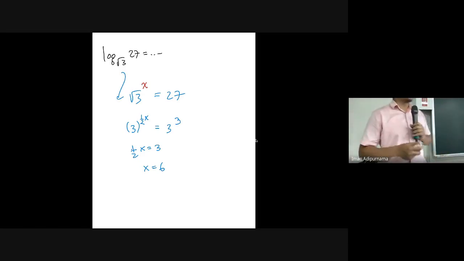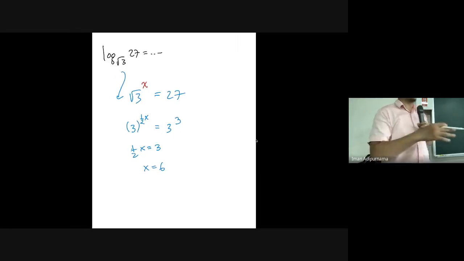You need to be familiar with this. If not, then your whole calculus will be in trouble. I've checked the quiz. Some of you, it's really bad. Some of you are not understanding the basics. So you need to take this basic math course seriously.